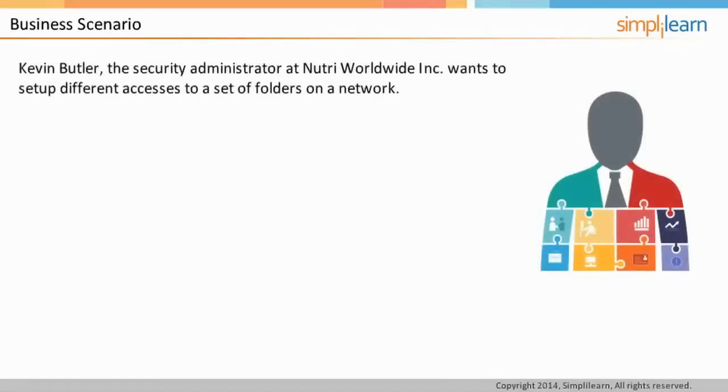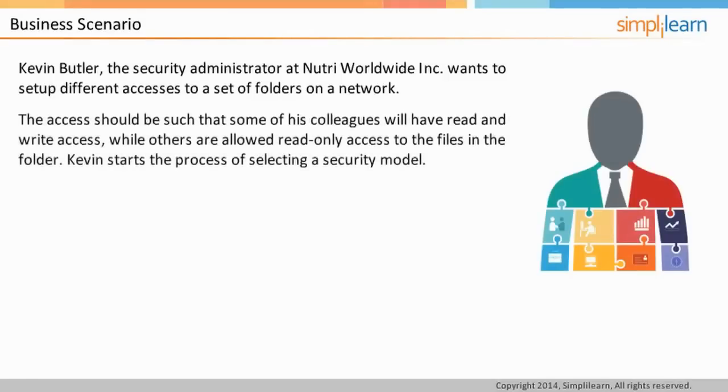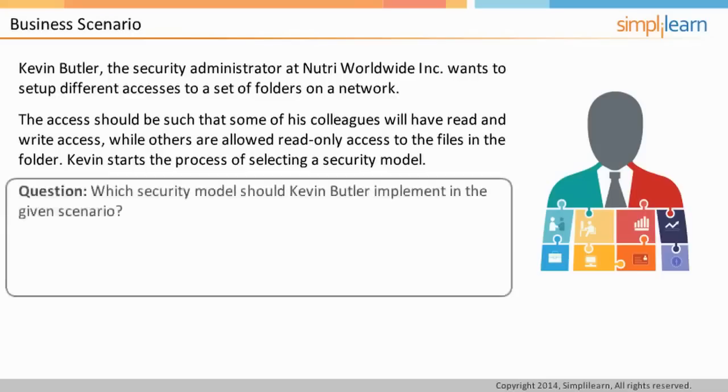Kevin Butler, the security administrator at Nutri Worldwide Inc., wants to set up different accesses to a set of folders on a network. The access should be such that some of his colleagues will have read and write access, while others are allowed read-only access to the files in the folder. Kevin starts the process of selecting a security model. Which security model should Kevin Butler implement in the given scenario?